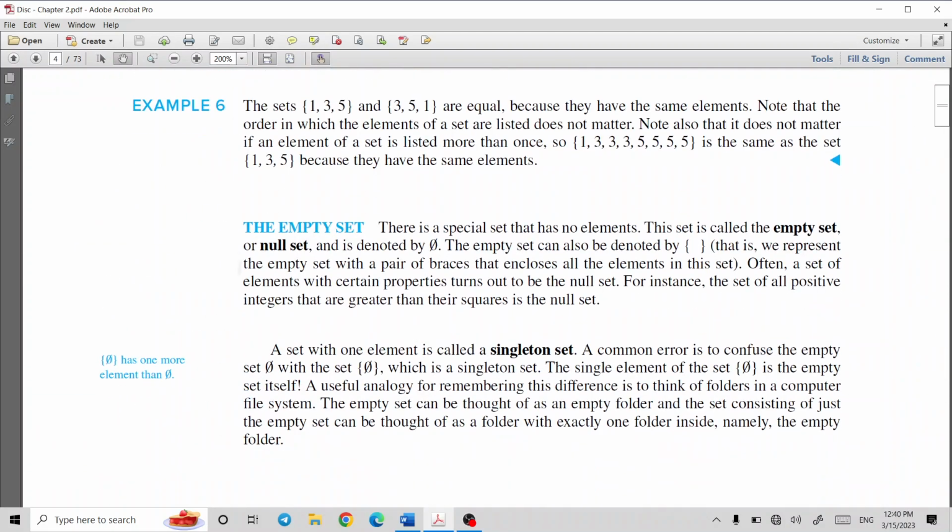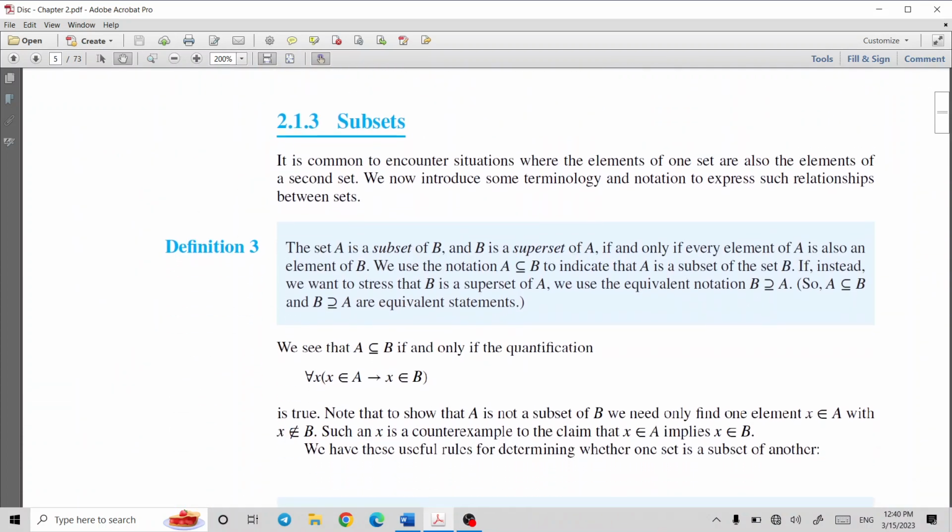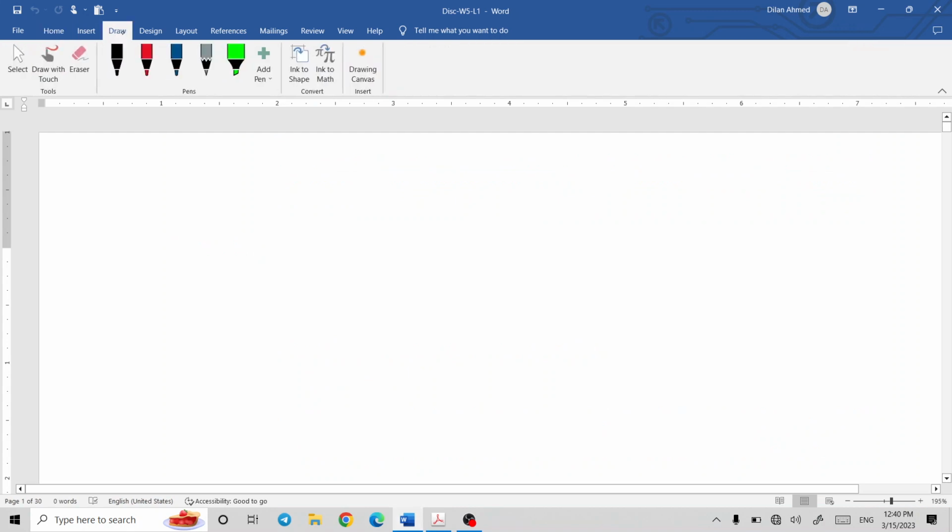Venn diagram, subspace. We stopped here. I remember in the previous session we were there. So now we have a subspace. What's the definition of subspace? How do we understand subspace?